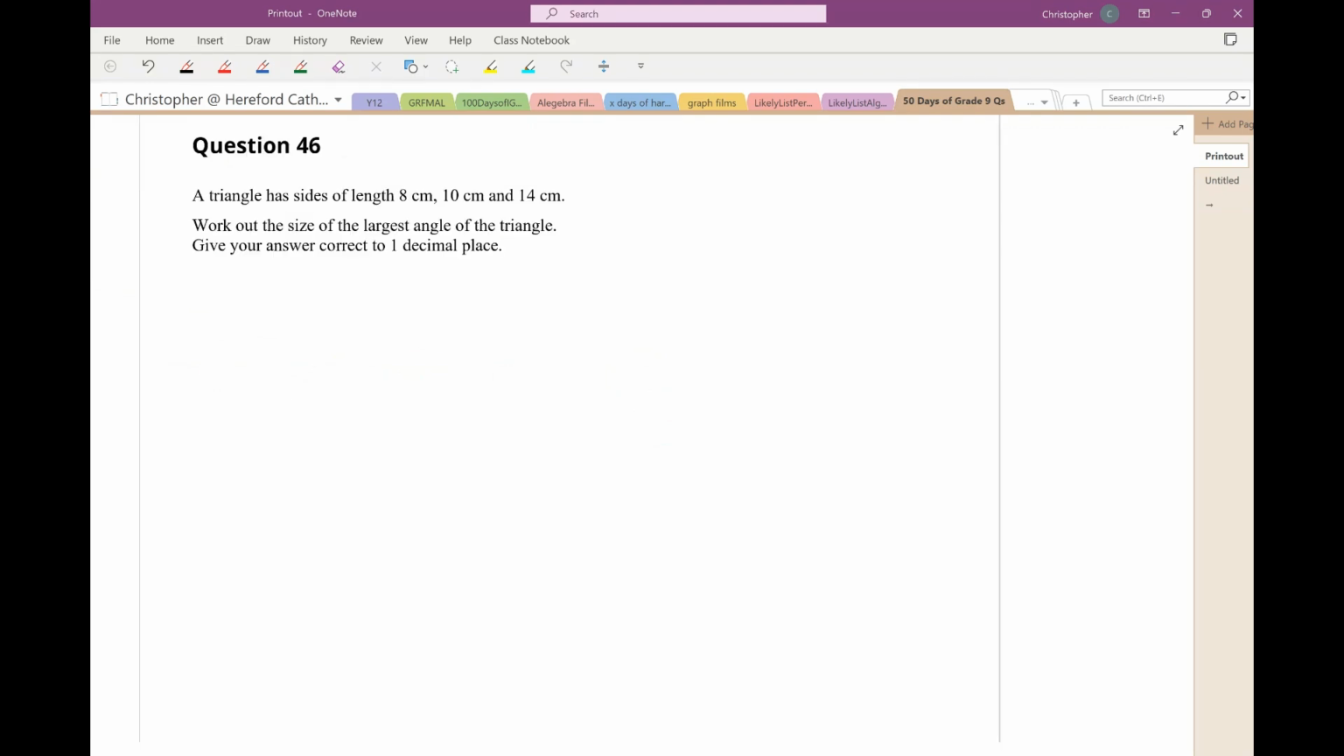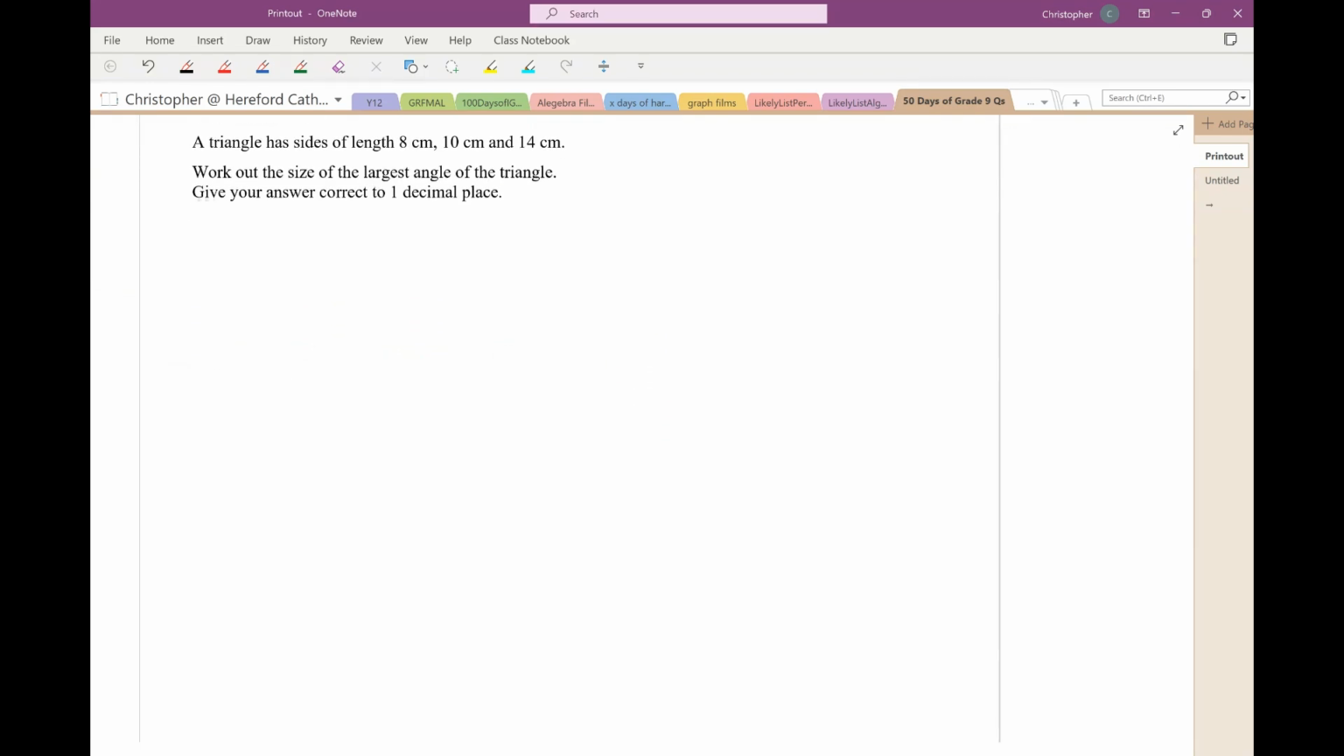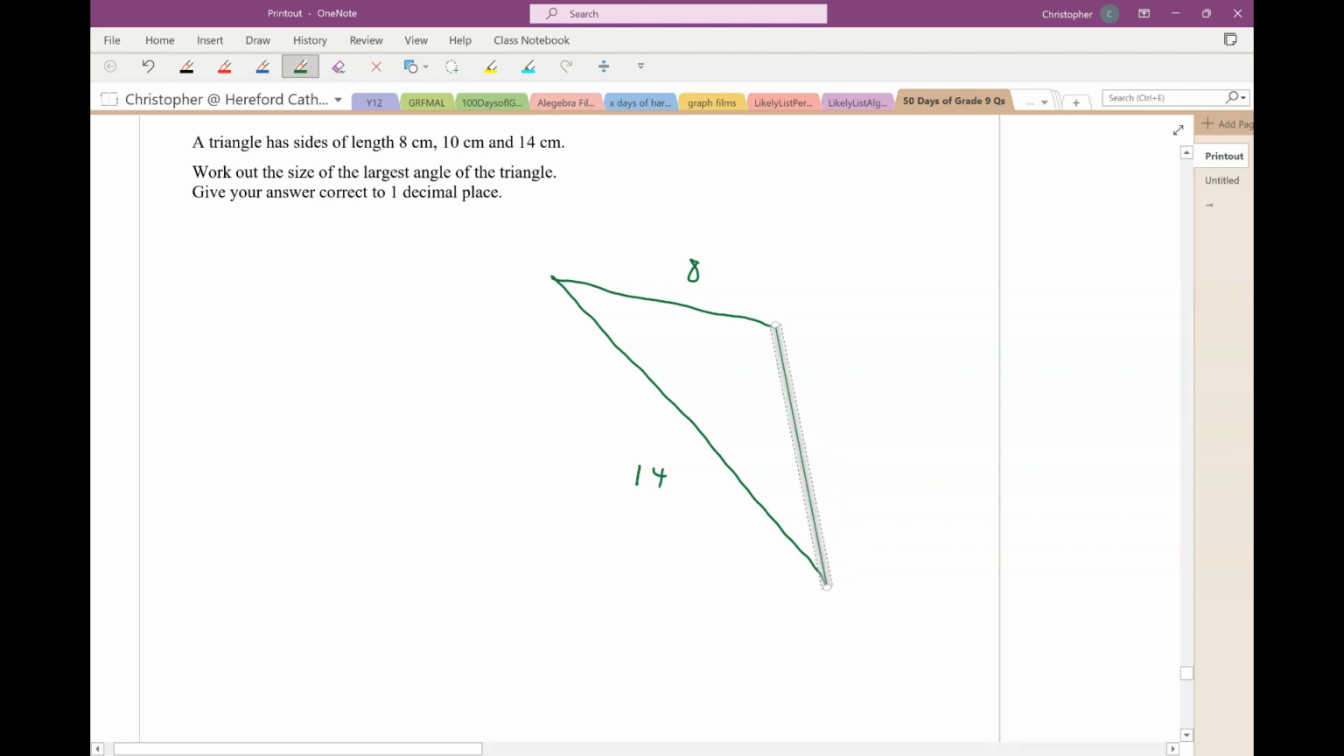Question 46. A triangle has sides of length 8, 10 and 14. So 14 can be the long one, then 8, and then 10. Find the size of the largest angle. That's going to be the one opposite the longest side. Call that one A. I'm going to use the cosine rule here.